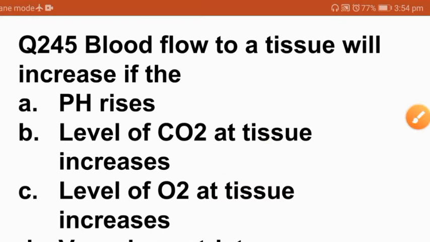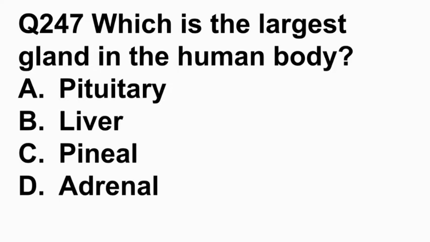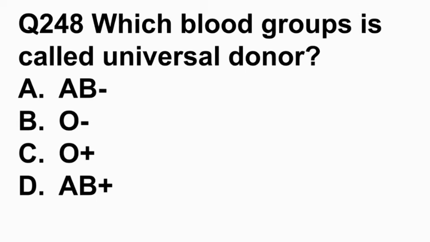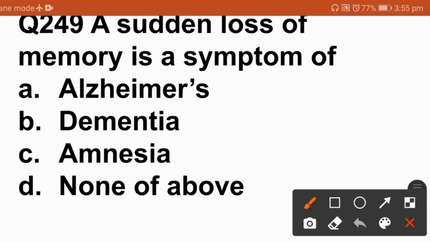A man with color blindness will see red as A. Green. Which is the largest gland in the human body? B. Liver. Which blood group is called universal donor? B. O negative. A sudden loss of memory is a symptom of C. Amnesia.